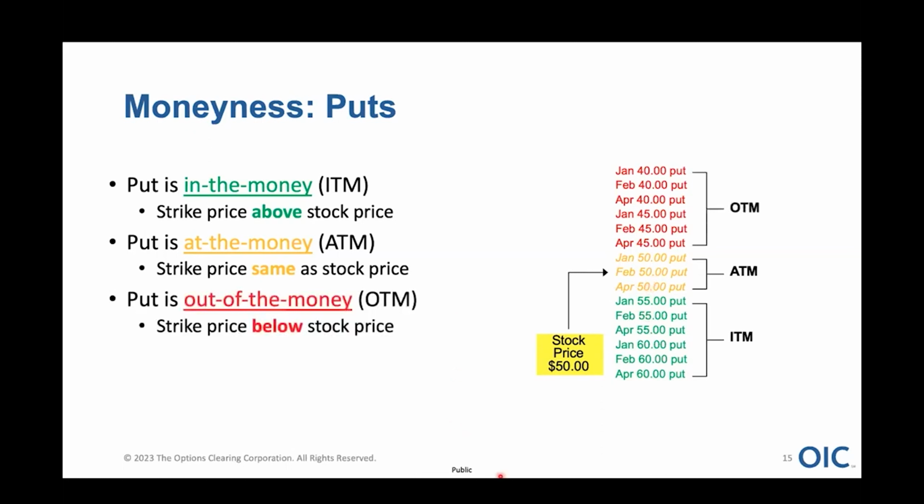And lastly, a put would be considered out of the money if its strike price is below the stock price. In this case, the 45 and 40 level puts with the stock trading at 50 would be out of the money, as the strike price is well below the current stock price.